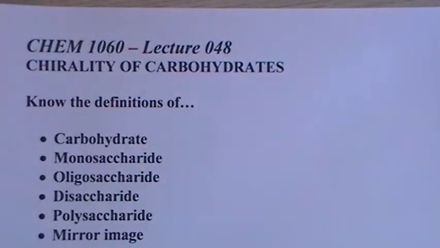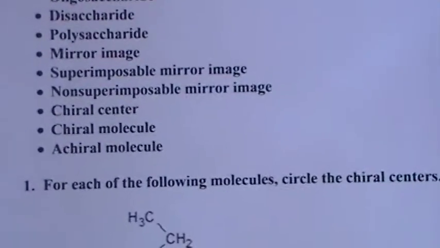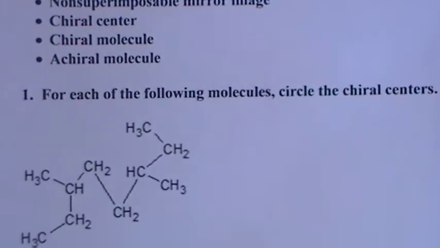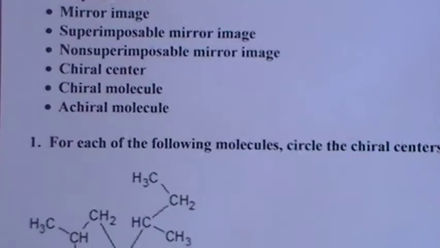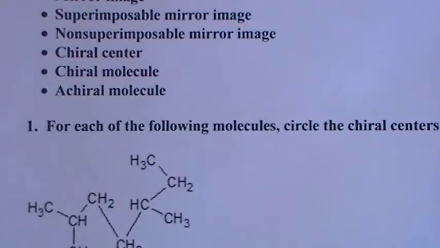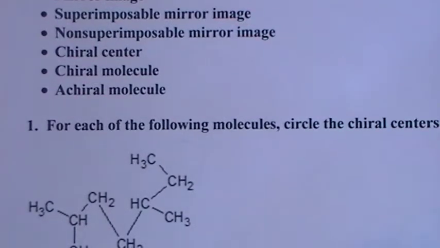Okay, the chirality of carbohydrates. There are a lot of terms here. Now it turns out that if you build a molecule that looks like its mirror image and you can't overlap them completely, then the molecule is chiral. And that chirality is really important for a lot of reasons, especially in biochemistry, and we'll get to that.